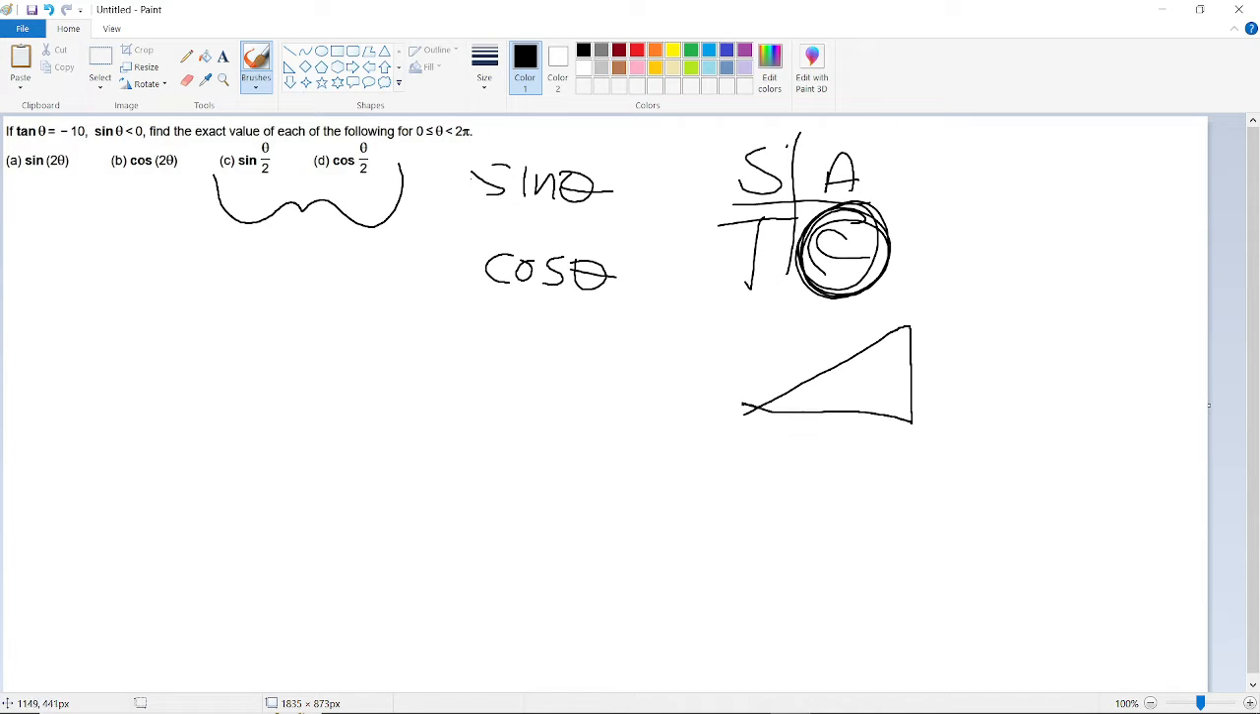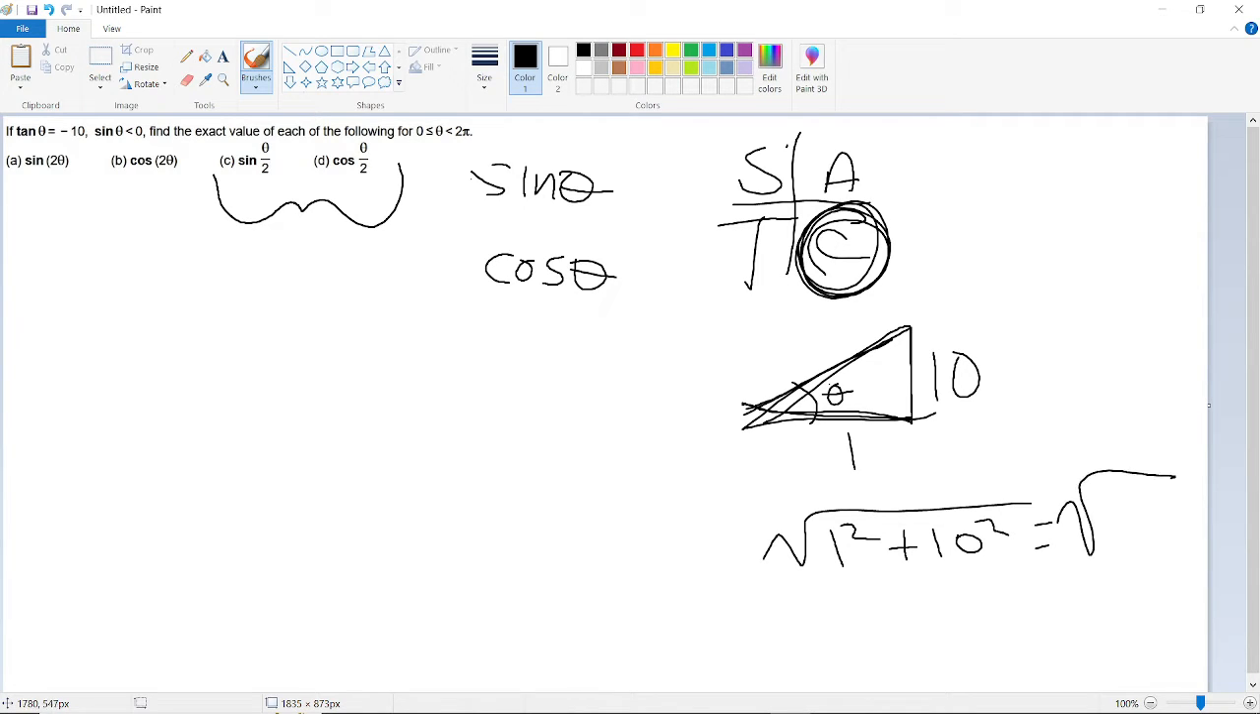We really don't have to worry about the signs of anything because we know the signs of the functions. So it says tangent is negative 10, but we're just going to write 10 over 1. Here's theta. So the hypotenuse is equal to the square root of 1 squared plus 10 squared, which equals the square root of 101.